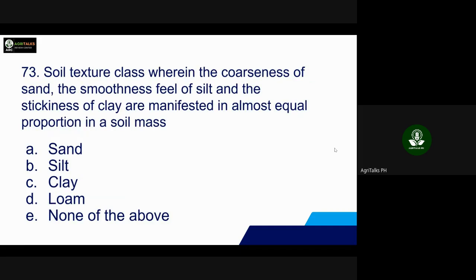So number 73. Soil texture class wherein the coarseness of sand, the smoothness of silt, and the stickiness of clay are manifested in almost equal proportion in the soil mass. So yung keyword po dito guys is almost equal proportion. So yung tamang sagot dito, when we say equal proportion of the sand, silt, and clay, is called loam soil. So that's the very ideal texture for our upland crops.